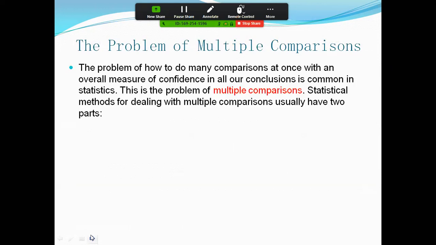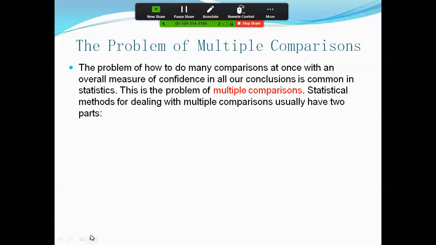So the problem of multiple comparisons, how to do many comparisons at once with an overall measure of confidence in all conclusions, is common in statistics. This is the problem of multiple comparisons.